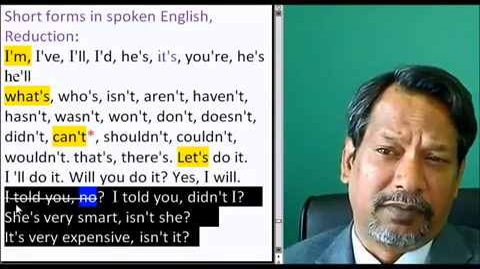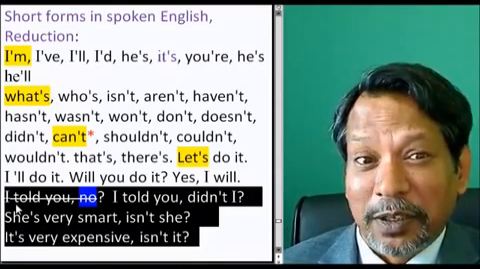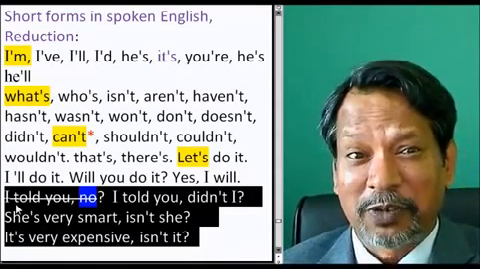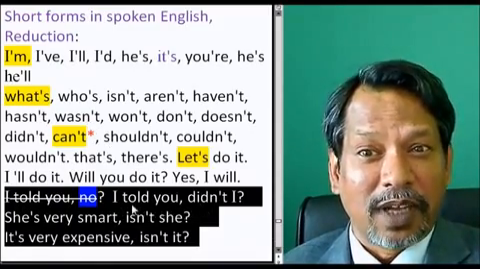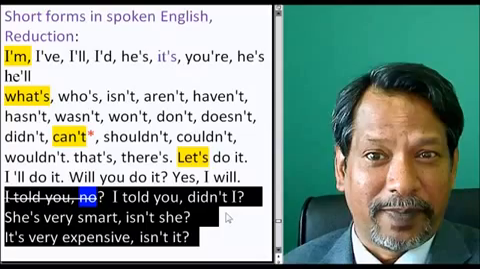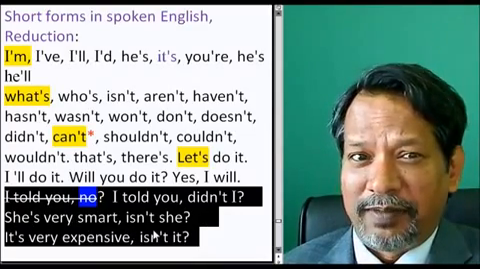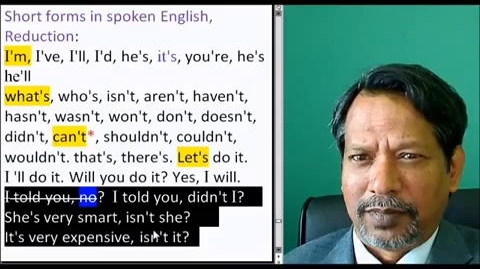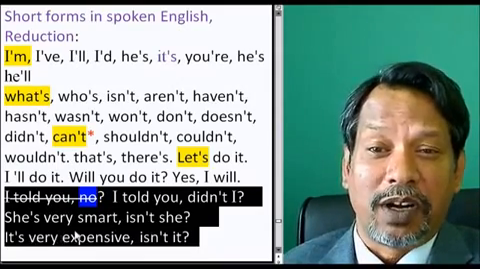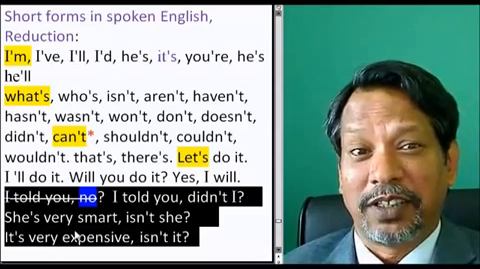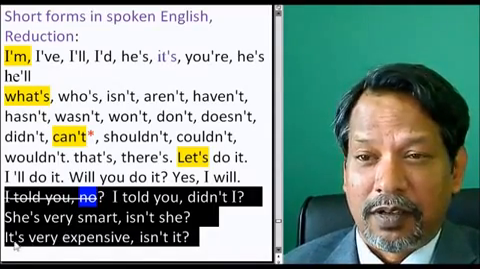Many people, when they want to confirm something, say, I told you, no? No, that's wrong. You have to say, I told you, didn't I? That means, did I not? She is very smart, isn't she? You have to say, she is very smart, isn't she? The answer may be, yes, she is. Or, no, she isn't.